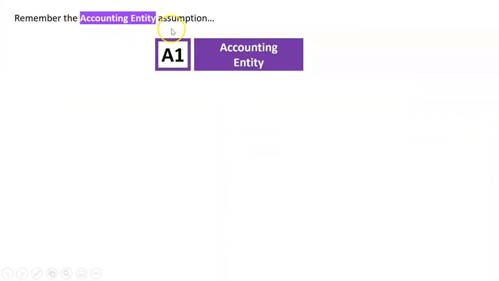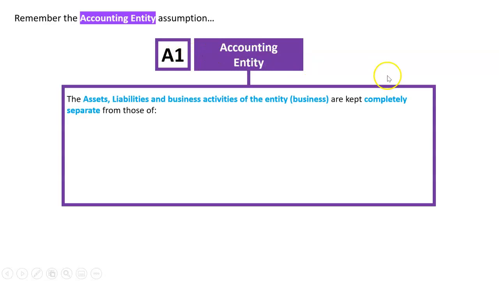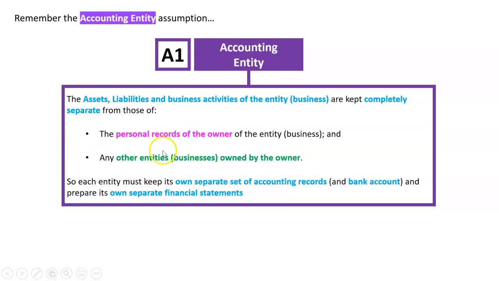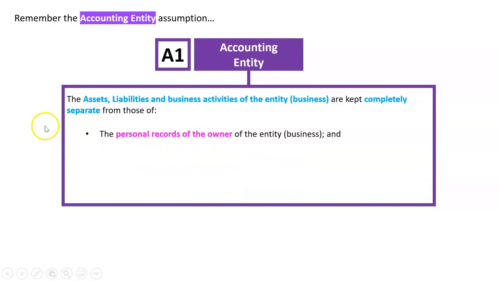Well, we're going to go back a step. We're going to go back to some of the theory that we did. The first accounting assumption, A1, was accounting entity. What does that mean? It means the assets, liabilities, and business activities of the entity are kept completely separate from those of the personal records of the owner. So that's the really important bit. There's a couple of other bits in this definition that we don't need now. It's this bit here that we're interested in.